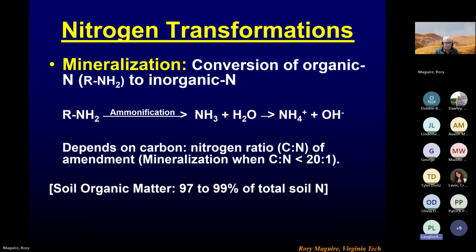And so for our first transformation, we have mineralization. This is the conversion of organic nitrogen to inorganic nitrogen. As you can see, we have NH2 being ammonified into ammonia and water, which then turns into ammonium and hydroxyl. This is dependent on the carbon to nitrogen ratio. So nitrogen will only mineralize when the carbon to nitrogen ratio is below 20:1. And for soil organic matter, 97 to 99% of that is total soil nitrogen. Next slide, please.